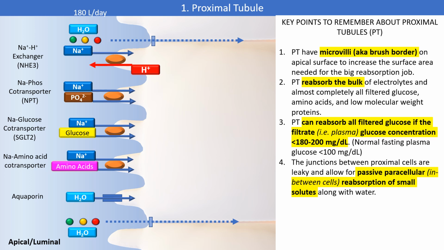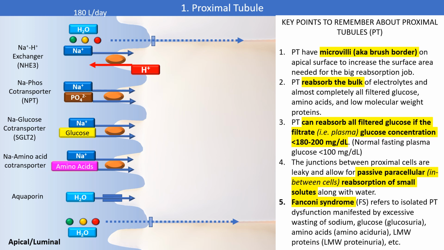The junctions between proximal cells are leaky and allow for passive paracellular reabsorption of small solutes along with water. Fanconi syndrome refers to isolated proximal tubular dysfunction manifested by excessive wasting of sodium, glucose, amino acids, and low molecular weight proteins.